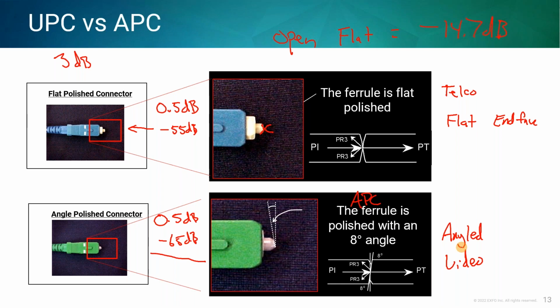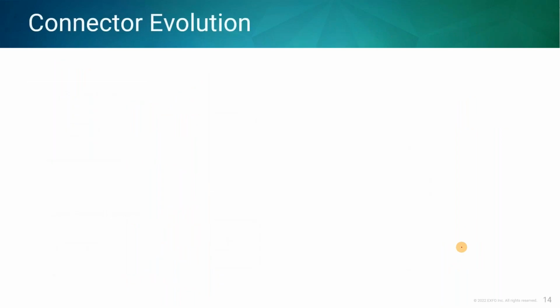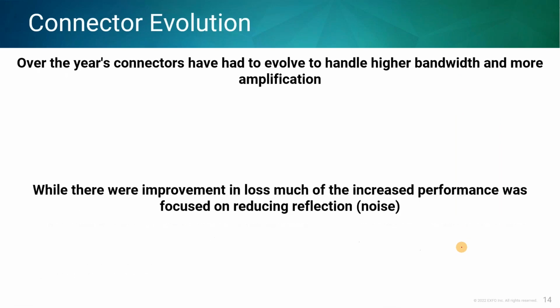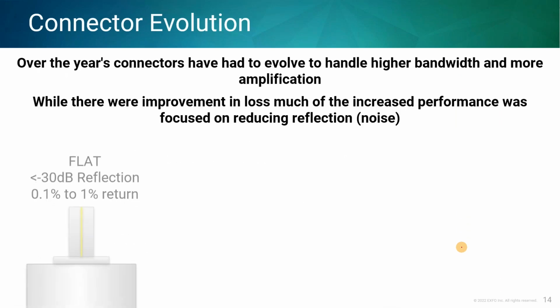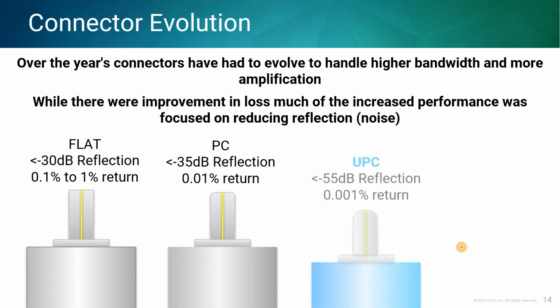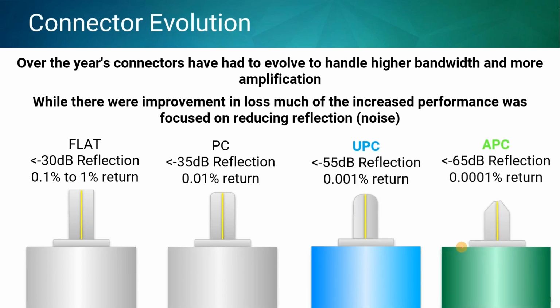You don't put these two together because there's been an evolution of connectors over the years. But most of them were all flat connectors. So going from PC connectors to UPC connectors, all of these here were all flat. These are all flat end faces. They perform differently reflection-wise. So we're improving the reflection and the attenuation a little bit. And then we get the APC, which is all by itself. It can only connect with other APC connectors.